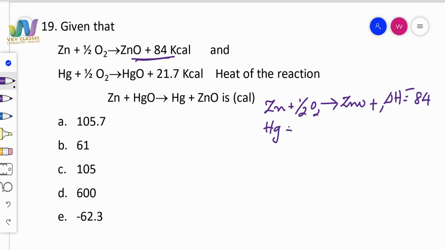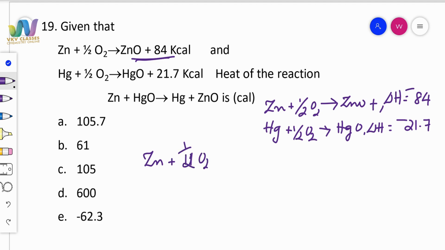The second equation is Hg plus half O2 gives HgO. Delta H should be equal to minus 21.7, and this is the equation that is required for calculation. So zinc comes in the first equation. So in this equation you do not make any changes. You can take it as such. Zinc plus half O2 gives ZnO. Delta H is equal to minus 84.